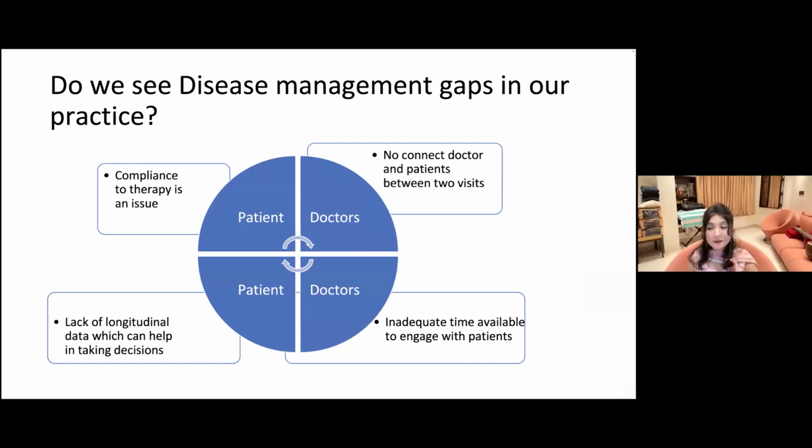So basically, Dr. Prabhudesai has very nicely told us that there are certain gaps when we talk about patients, and the biggest problem about the gap in the outcome of the patient is compliance to therapy, which is a huge issue. And we've actually found out in what way we can improve the compliance. However, there's a different problem about the patients, which is lack of longitudinal data, which may not be available every time with all the patients.